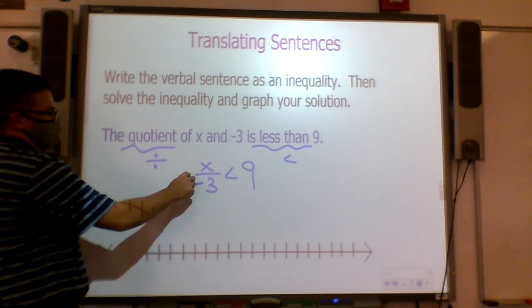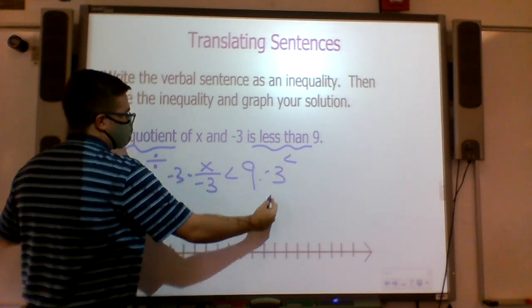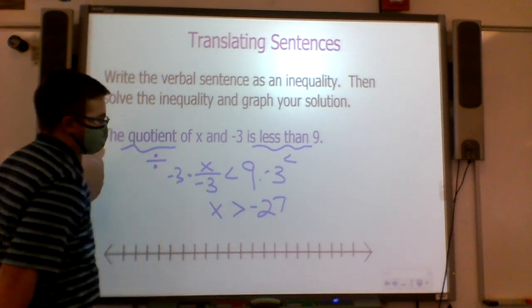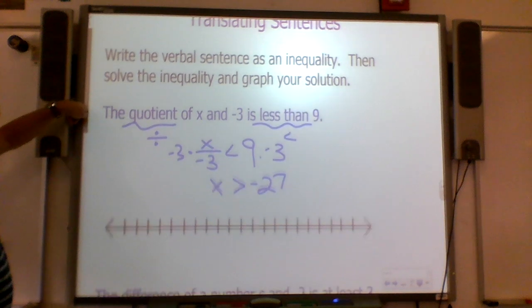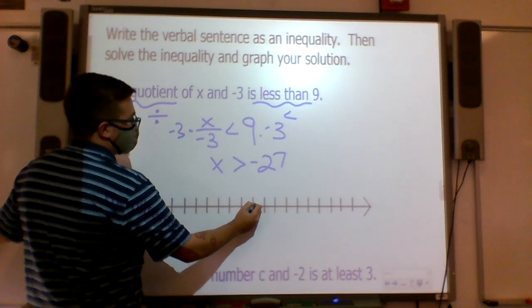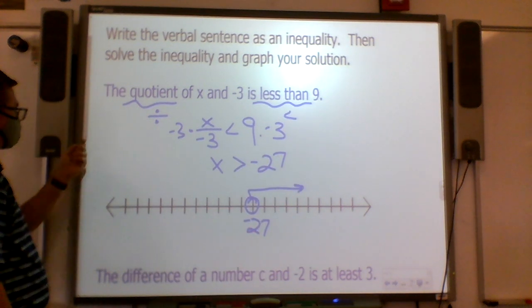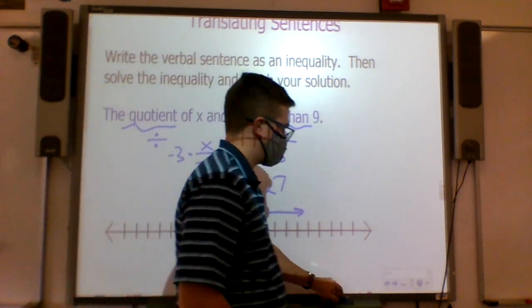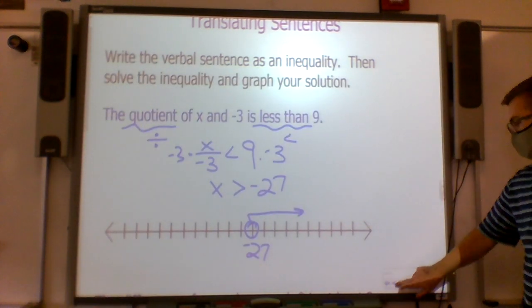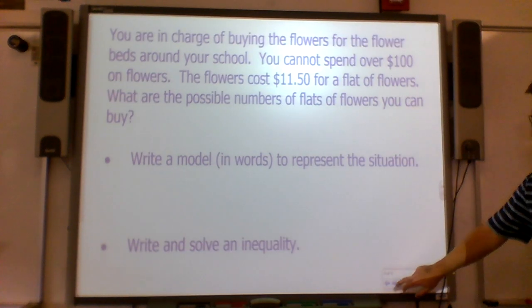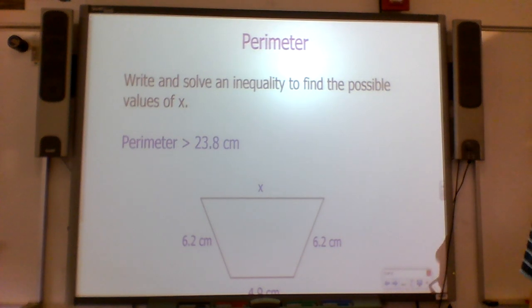So in order to solve this, I have to multiply both sides by -3. When I do that, I have to flip the inequality. So x is greater than -27. So I'm going to put an open circle on -27, shaded to the right. We're going to skip that one, go right to the perimeter one. So this one says write and solve an inequality to find the possible values of x.